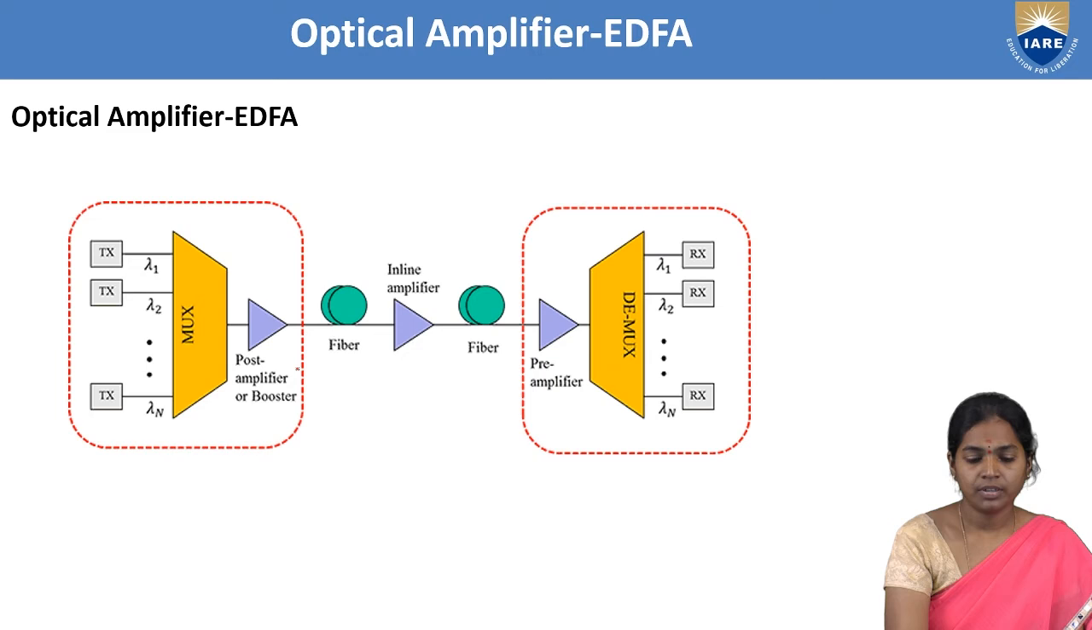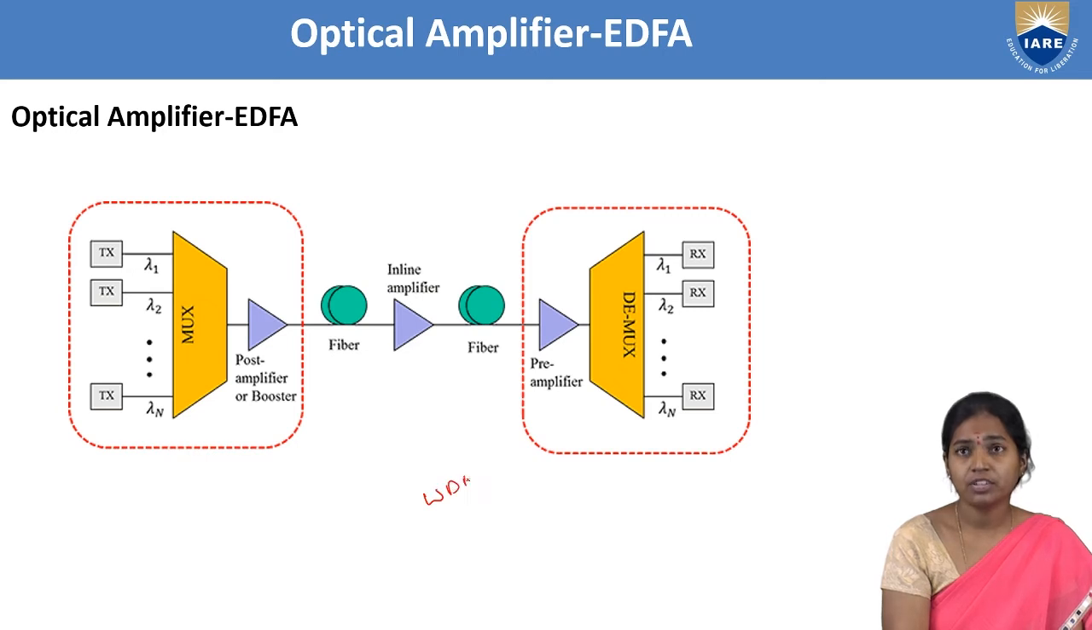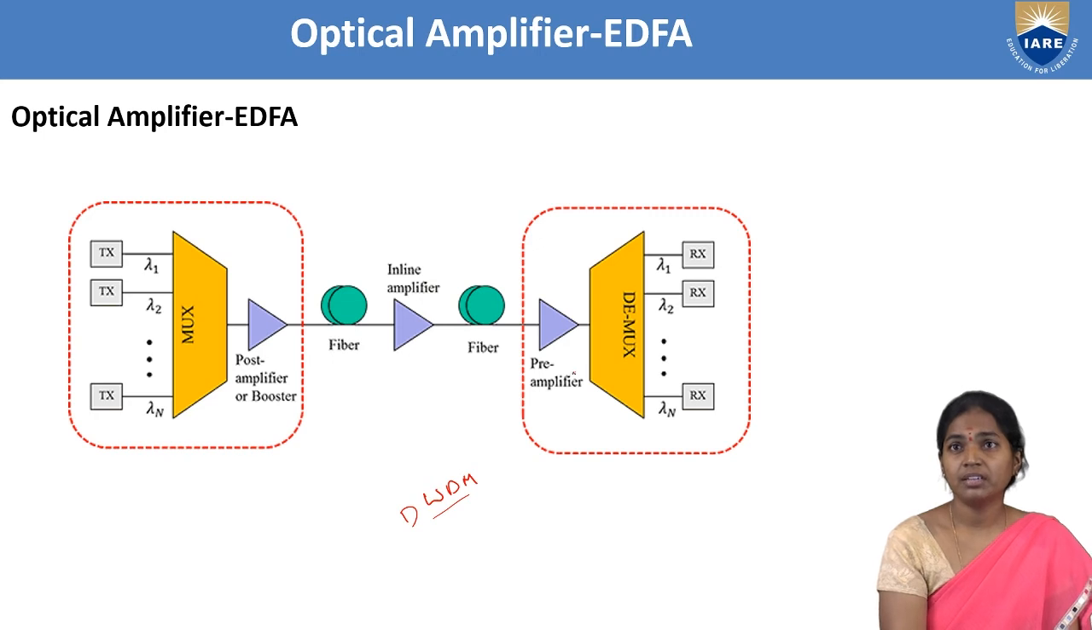Observe the EDFA amplifier here. This is the basic structure of dense wavelength division multiplexing. Here we are using transmitters, where each signal has wavelengths lambda 1, lambda 2 up to lambda n, multiplexed with the use of a multiplexer and a post amplifier. This is the transmitter and this is the receiver. After the transmitter we are using a post amplifier, and before the receiver we are using the pre-amplifier. The line amplifier is connected in the middle of the optical fiber.